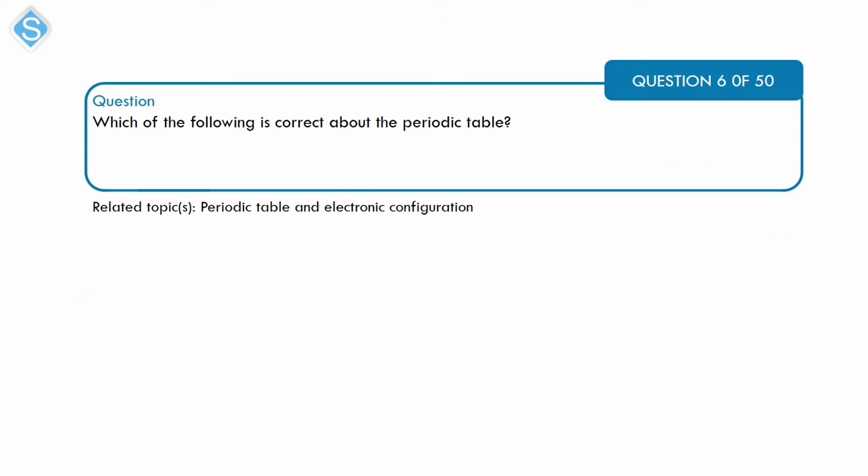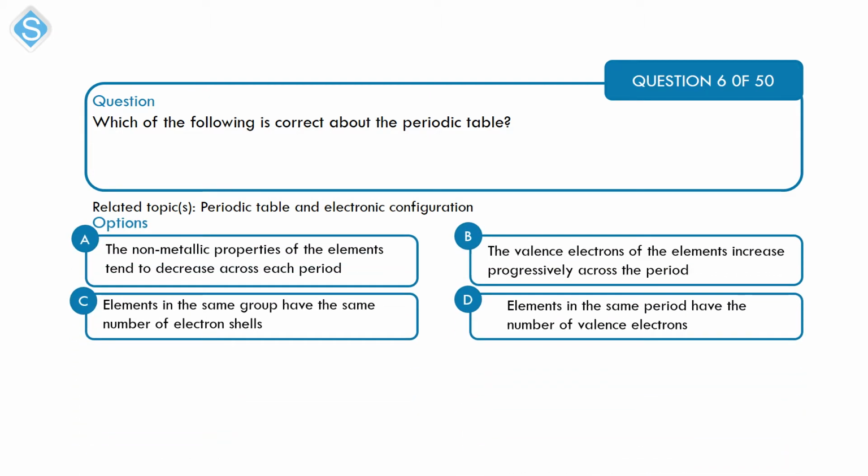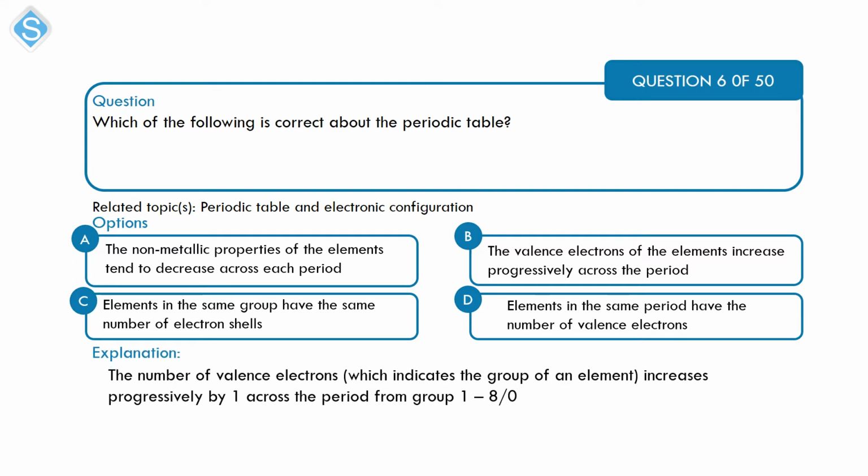Next is a question on periodic table and electronic configuration. Which of the following is correct about the periodic table? A, the non-metallic properties of the elements tend to decrease across each period, B, the valence electrons of the elements increase progressively across the period, C, elements in the same group have the same number of electron shells, and D, elements in the same period have the same number of valence electrons. Alright, so as you go from group 1 to group 8, the non-metallic property is increasing. You're going from metals to metalloids and then non-metals. And so A is out of it.